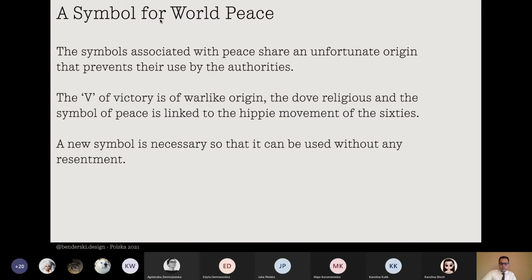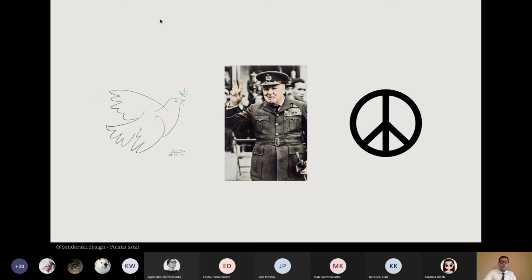Here in Uruguay, for example, the rainbow flag for diversity was placed on the parliament, but never a symbol for peace. And why? In my opinion, this happens because the three symbols that are linked to peace share an unlucky origin. We have the V of victory, the dove is religious, and the symbol of peace belongs to the hippie movement of the 60s. So we need a new symbol in order to avoid any bad thing that could happen, any resentment.